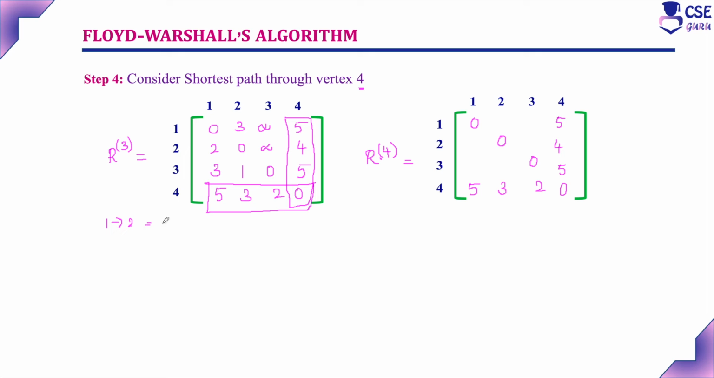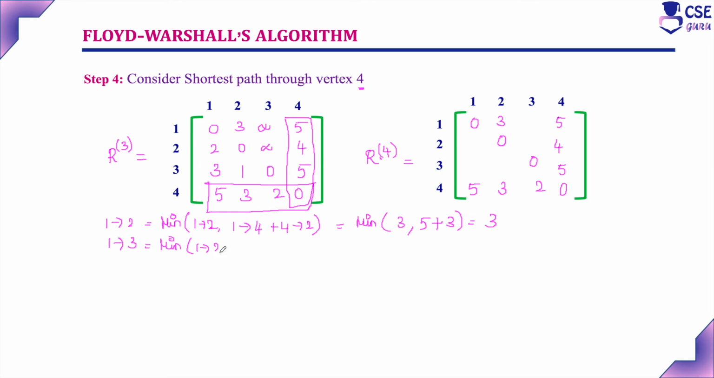So 1 to 2, if you are considering the minimum of 1 to 2, comma, through the vertex 4, so 1 to 4 plus 4 to 2. In between, we need to insert vertex 4. So 1 to 2, already the distance is 3. And 1 to 4, it is 5, plus 4 to 2, it is 3. So which one is minimum? 3 is minimum.